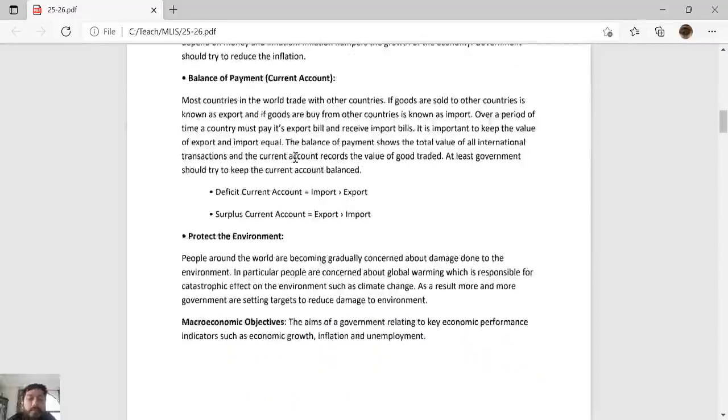Next is balance of payment or current account. Balance of payment is an account which records all kinds of transactions related to international trade. The government needs to keep a balance of this. That means export and import, or the international trade, should be in control. Too much import is harmful for the economy, because it drains out the money or the foreign currency reserve from the economy, whereas a higher number of exports is a positive thing for the economy.